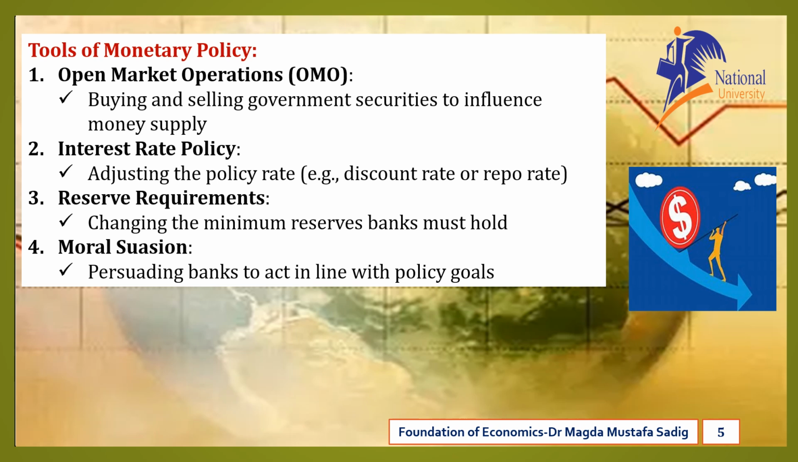So to recap, the main tools of monetary policy are: first, open market operations, buying or selling securities. Second, interest rate policy, changing the central bank's lending rate. Third, reserve requirements, adjusting how much banks must keep in reserve. Fourth, moral suasion, persuading banks to follow policy goals. Each tool helps the central bank manage the economy, balancing growth, inflation, and financial stability.